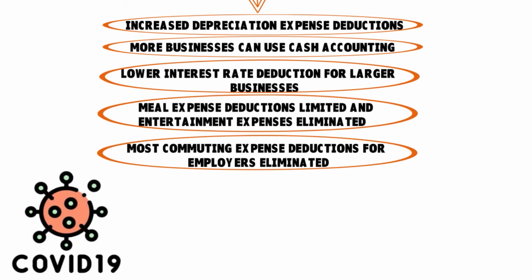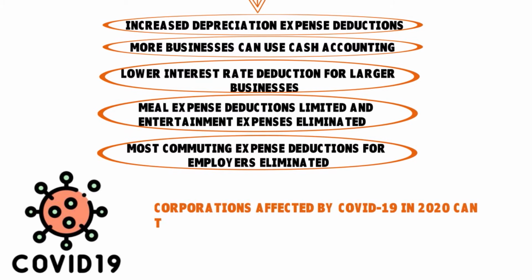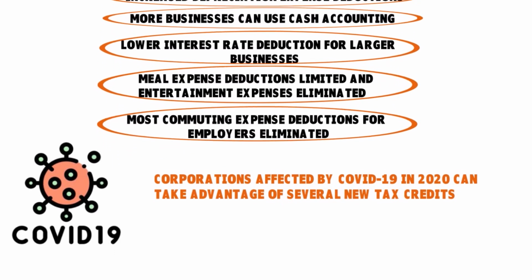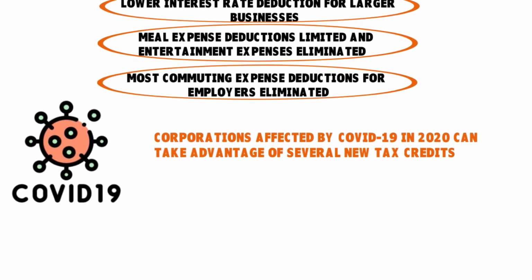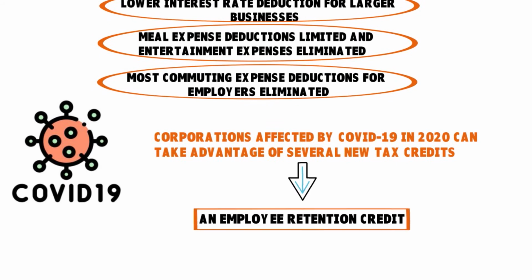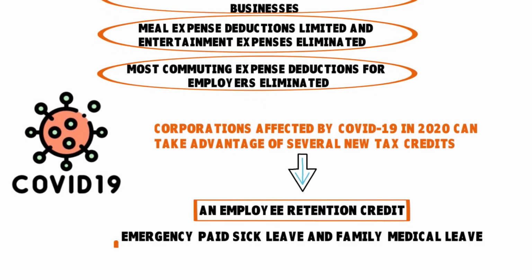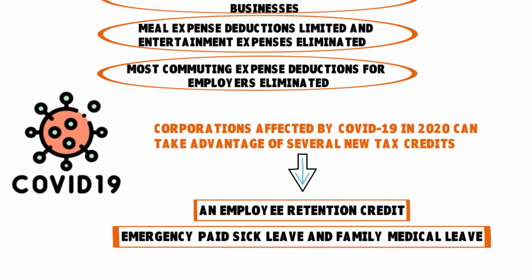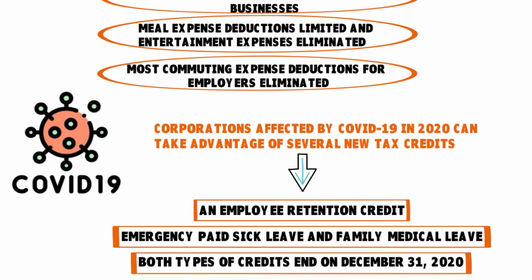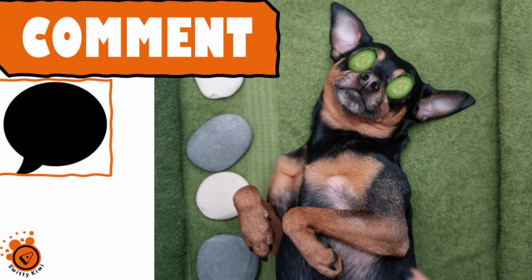Now, we are currently in a global pandemic, global healthcare crisis, if you will. So you have some kind of coronavirus relief measures for corporations. Corporations that are affected by COVID-19 in 2020 can take advantage of several new tax credits, including an employee retention credit that encourages businesses to keep employees on their payroll, and emergency paid sick leave and family medical leave tax credit for companies that must pay sick leave and family leave benefits to employees affected by the virus. So both types of credit end on December 31st, 2020, unless they are extended.